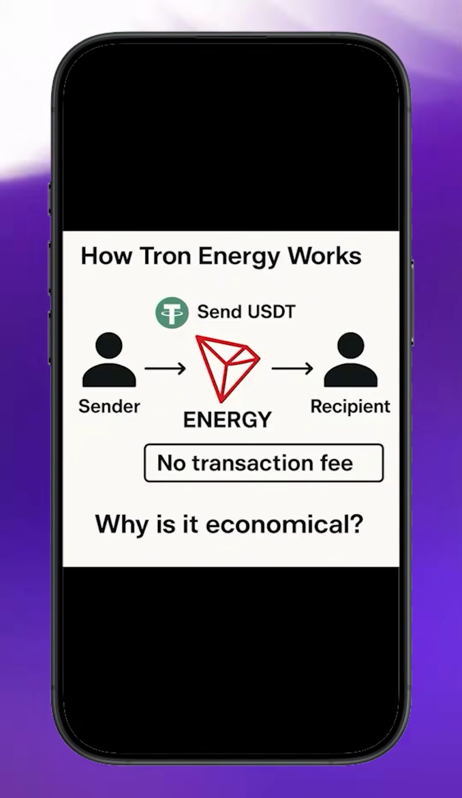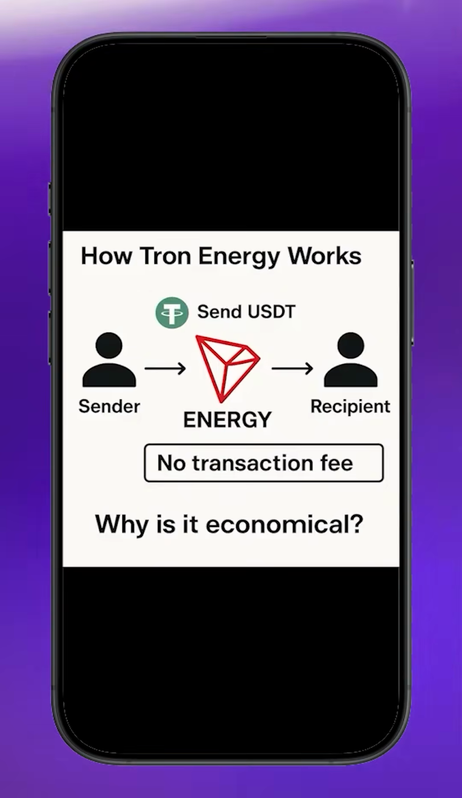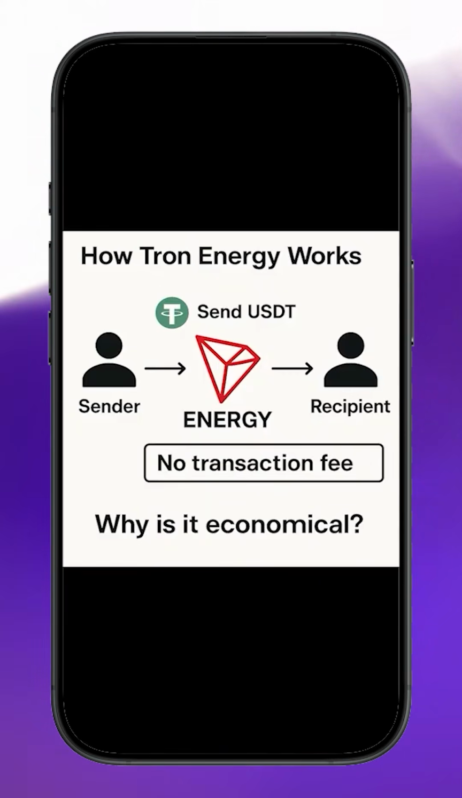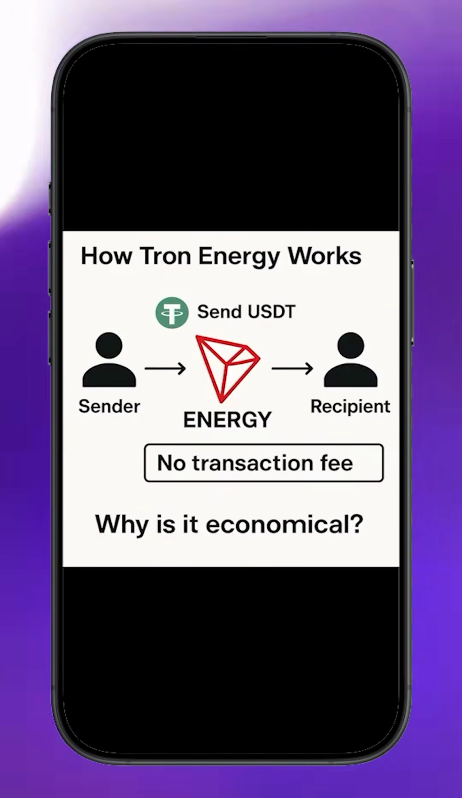Now let's quickly break down how this actually works and why it saves you money. On the Tron network, every time you send USDT, the network requires resources, mainly energy and bandwidth. If your wallet doesn't have enough energy, Tron burns your TRX to pay for the transaction. Most users don't even notice this, they just lose TRX on every transfer. But there's a smarter way.